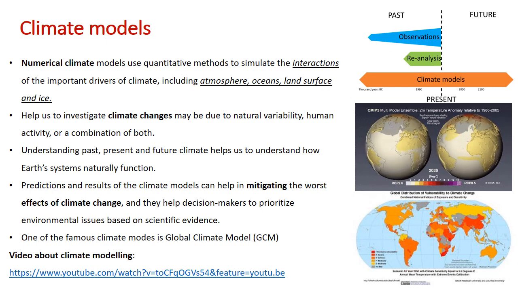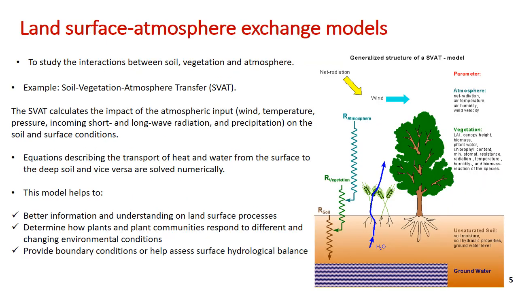Now let's move to the second type of biophysical model. If you want to understand and model the interactions between soil, vegetation, and the atmosphere, then land surface atmosphere exchange is one of the best models. One example of this type of model is called Soil-Vegetation-Atmosphere Transfer. You know that water can be lost from the soil and also from the vegetation, and the vegetation and the soil respond differently to different climatic conditions.